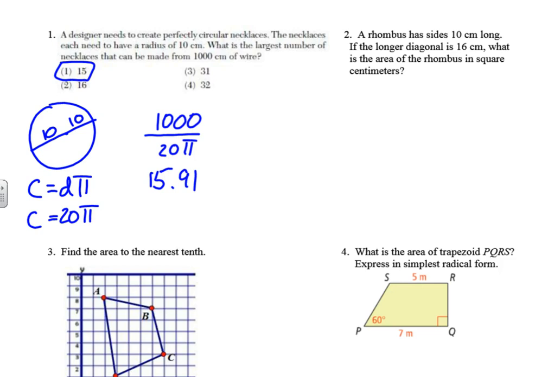So 15.91. Now, we don't have quite enough to make 16, so we can really only make 15 necklaces there. Okay, moving on. A rhombus has sides 10 centimeters long. So in a rhombus, here's what we know about a rhombus. We know that a rhombus, all the sides are the same. One of the diagonals is 16.